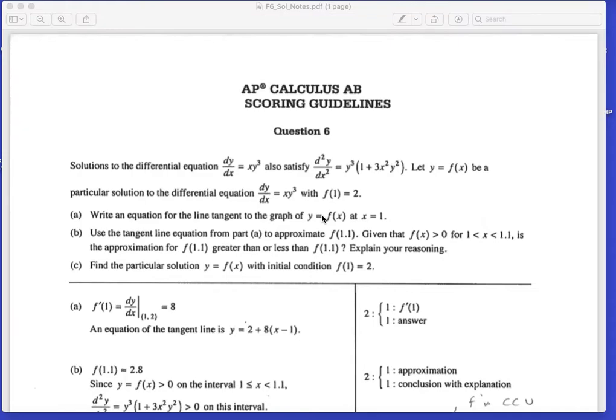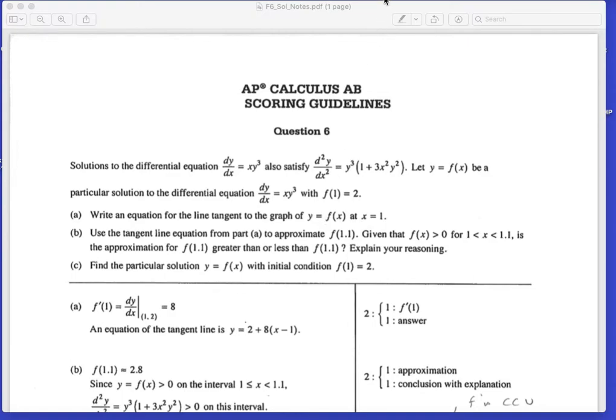Here is the solution to F6. I think F6 is a good example of a problem that looks sort of difficult, but really isn't as long as you know a couple of things. Problem 6 gives you two differential equations, one that involves the first derivative and one that involves the second derivative. They name the y variable in the differential equation, they call that f of x and say, okay, this is the function that we're going to be focusing on.